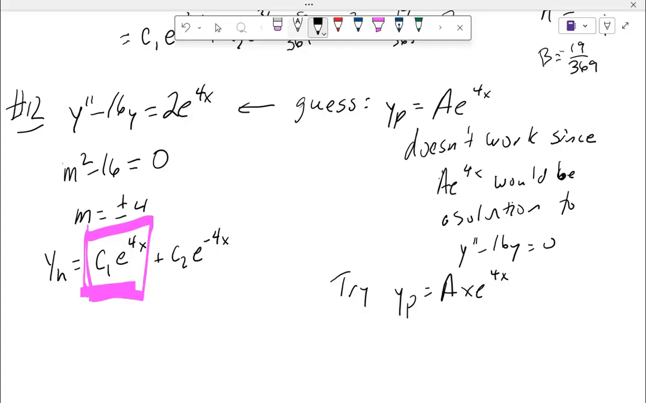Now let's think about why this works. And again, I don't want to stick an e to the 4x on here because I know that that's not going to work in my solution at all. Okay? But let's think about why this would work. If I differentiate an x e to the 4x, I got to do a product rule, right? Well, if I do a product rule, I get an x e to the 4x that's going to pop back out again. So that part will cancel. Okay?